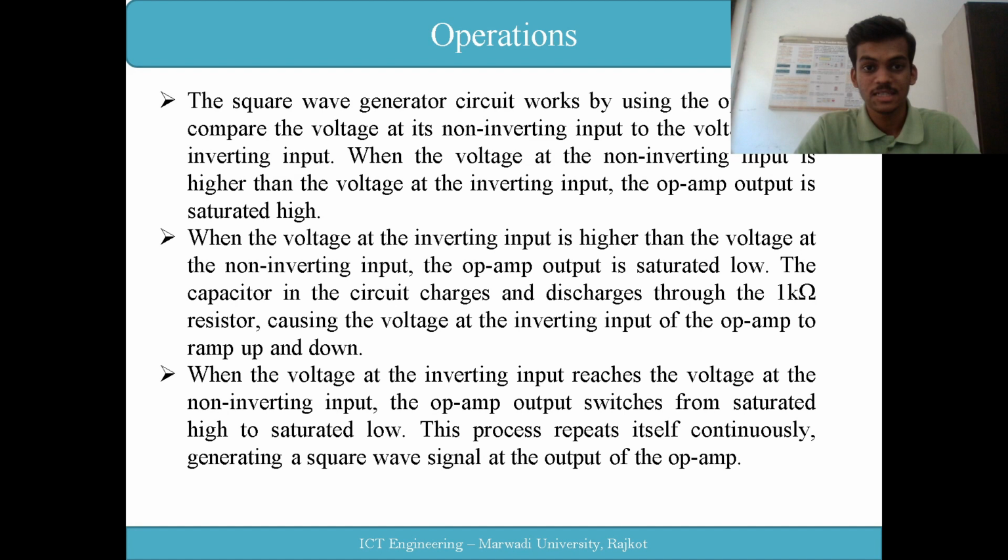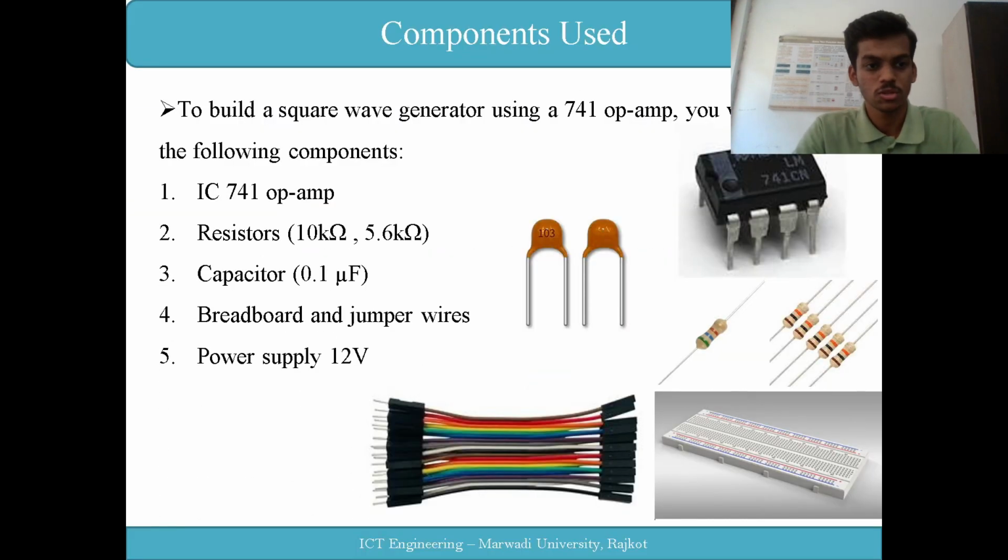Let's see our components used. To build a square wave generator using a 741 op-amp, we used an IC 741 op-amp, resistors of 10 kilo ohm and 5.6 kilo ohm, a capacitor of 0.1 microfarad, a breadboard, jumper wires, and a power supply of 12 volt. Now my friend Tejas Vargama will continue our presentation.